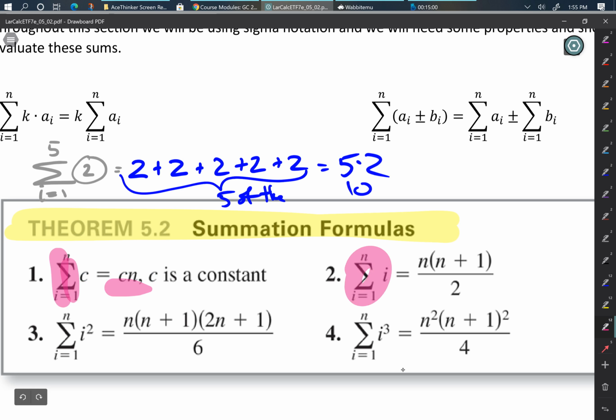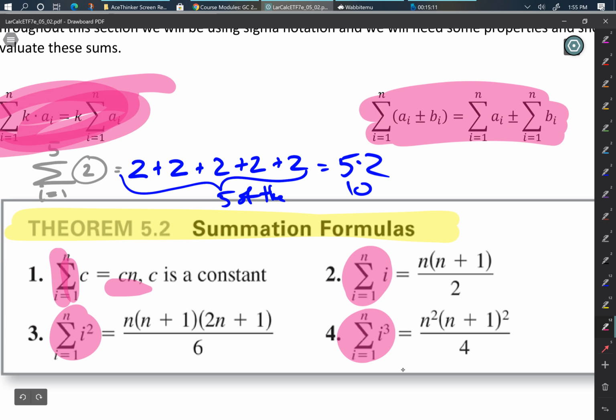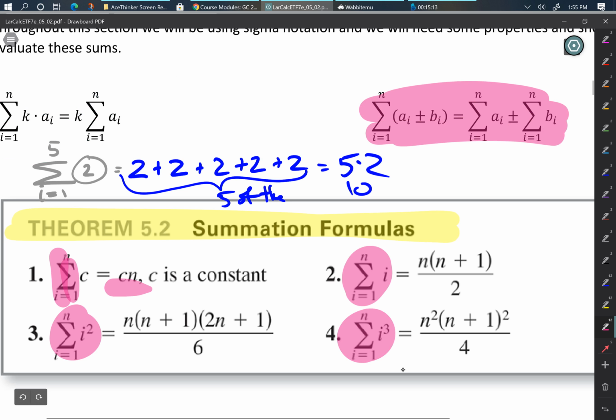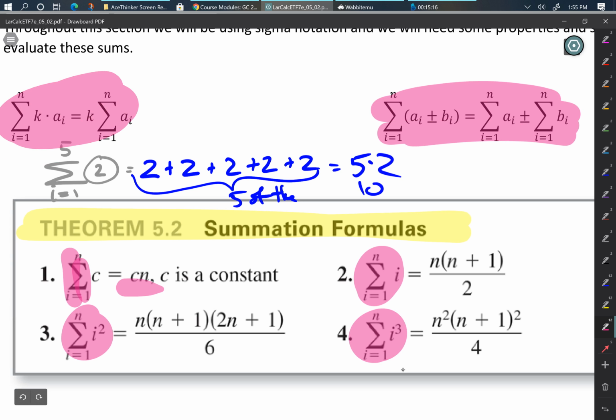The same thing is going to happen here, here, and here. And basically what 2, 3, and 4 say is if you can use these properties up here to simplify your summation down, so all that it is just plain old i in number 2, plain old i squared in number 3, or plain old i cubed in number 4, then you can quickly calculate it by using the formula here, here, or here. Right?